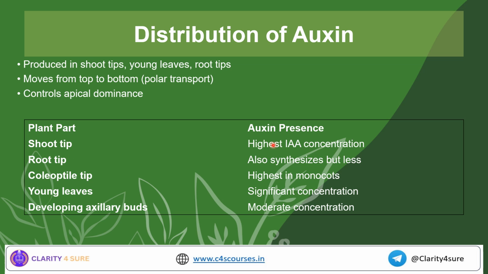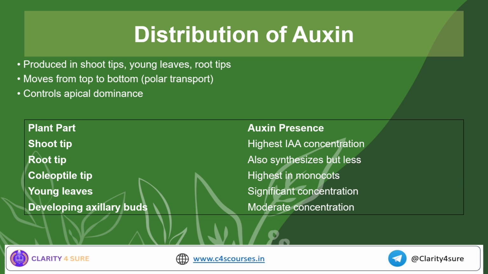Highest auxin concentration is present there. Talking about the root tip, it also synthesizes auxin, but comparatively less concentration is present there. Then there is the coleoptile tip, highest in monocots. So this is very important.